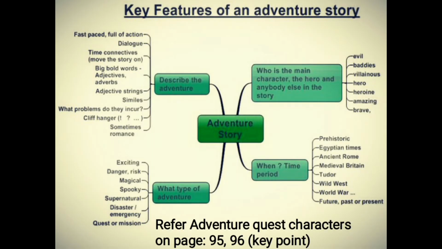The key features of an adventure story are: it describes the adventure and what type of adventure it is, who is the main character, that includes the hero and anybody else in the story, and when it took place or which period. Kindly refer to the key point in pages 95 and 96 about the adventure quest characters.